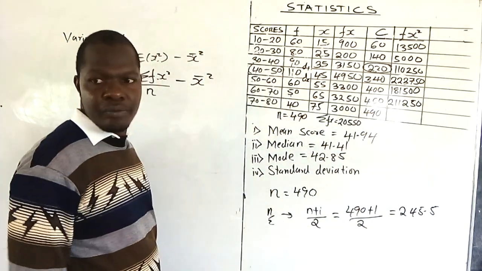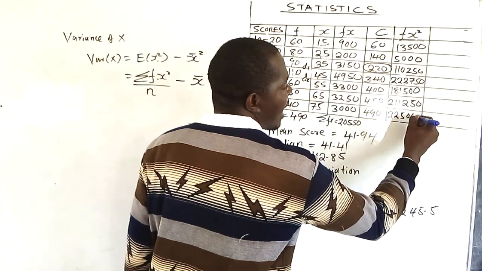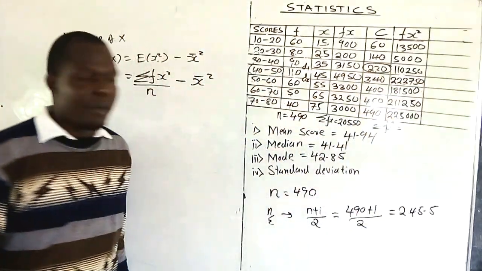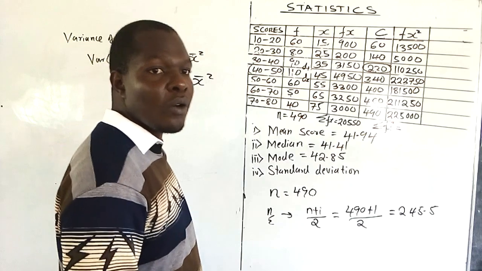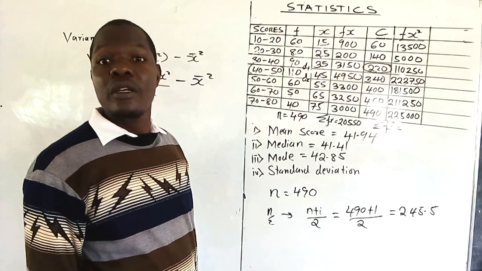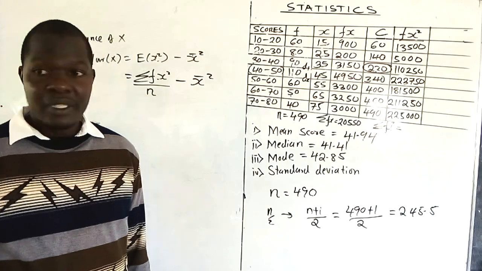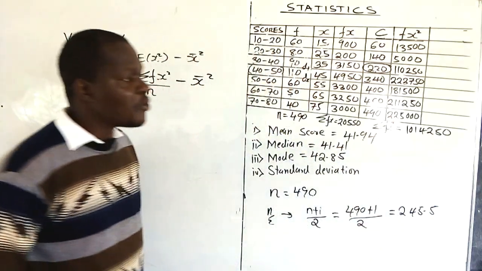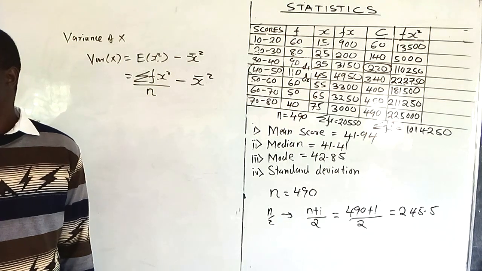F times x squared, 225,000. So if you sum all the fx squared, what do you get if you add up all of them? You get 1,014,250, isn't it? See, there you have x and fx.